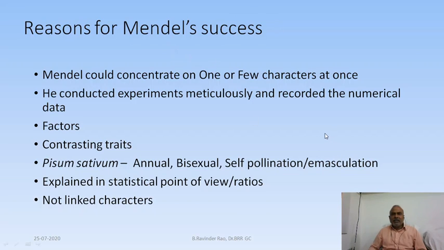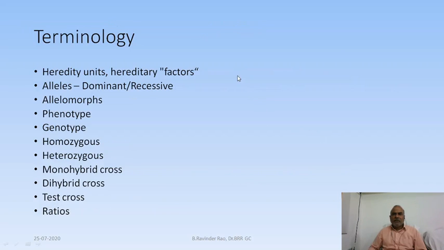Anyhow, Mendel succeeded. Let us see how he conducted the experiments. To understand Mendelism, one has to know certain terms that we are using in this lesson. Okay, hereditary units. These are the small factors, nothing but genes. Actually, later they were termed as genes. These factors cause inheritance according to Mendel.